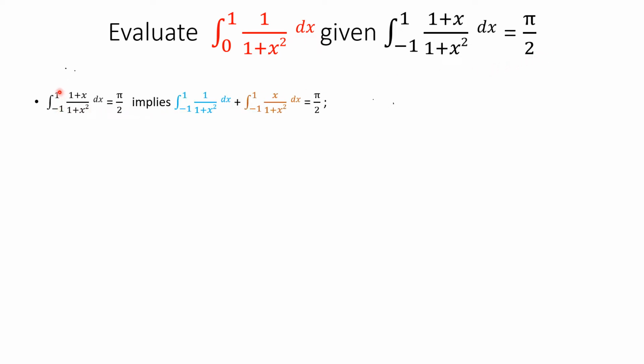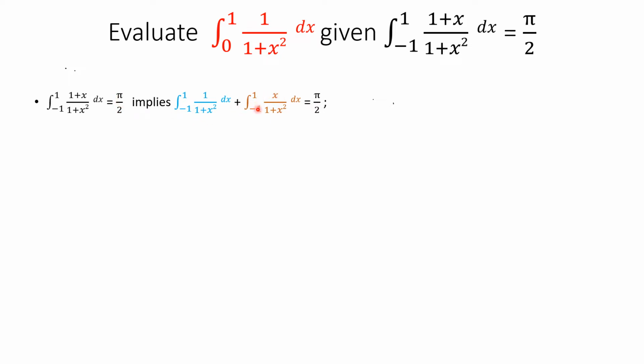Now, the given function, which is on the left-hand side in black, equal to pi over 2, implies we can split the given function based on the numerator, and that will give us two functions, the blue function and the brown function. Since these two functions will add up to the given function, then the two functions will be equal to pi over 2, just like the given function.